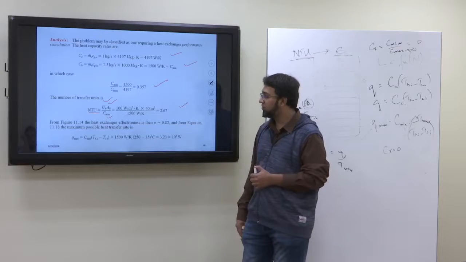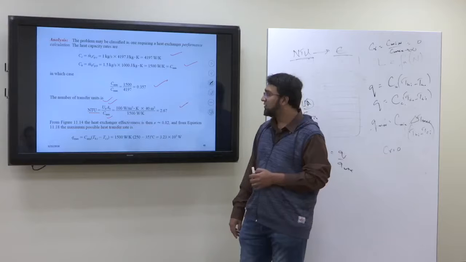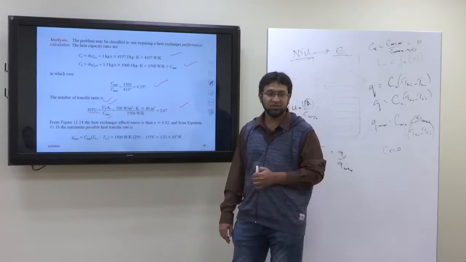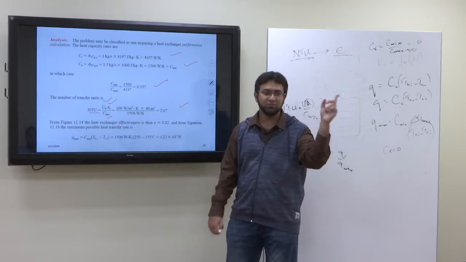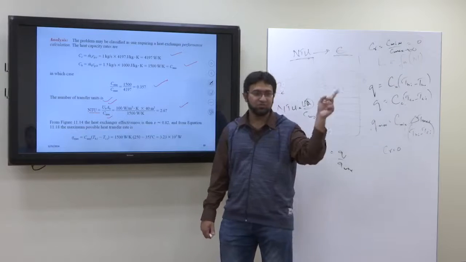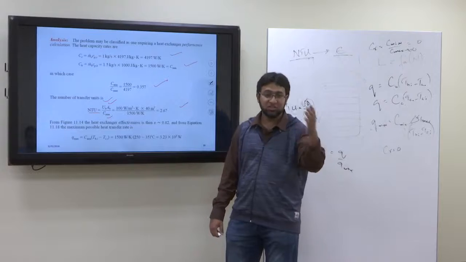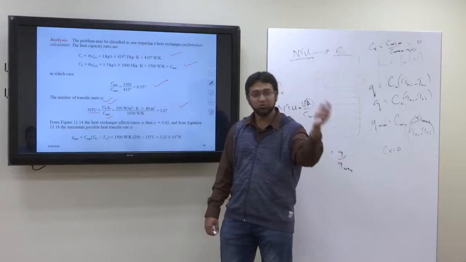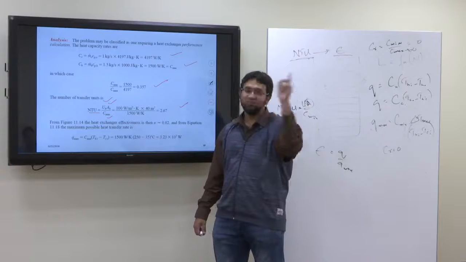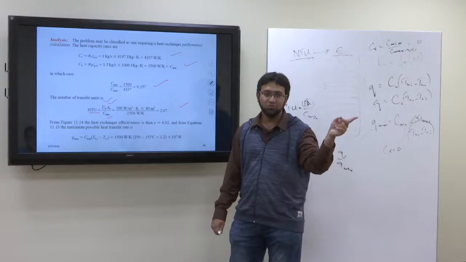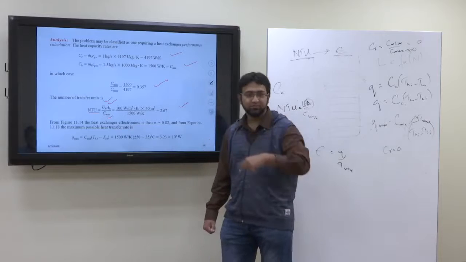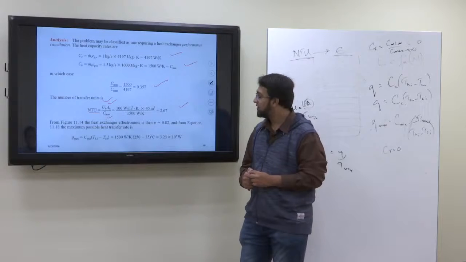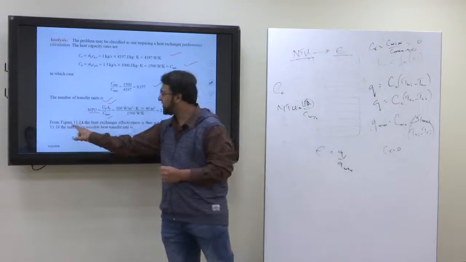Now once you know NTU, you can determine the effectiveness using the same graph. That graph was between effectiveness and NTU. Now this time you don't know the effectiveness, you know the NTU. Last time it was the other way around. You knew the effectiveness and you wanted to find NTU. You again use the figure here.